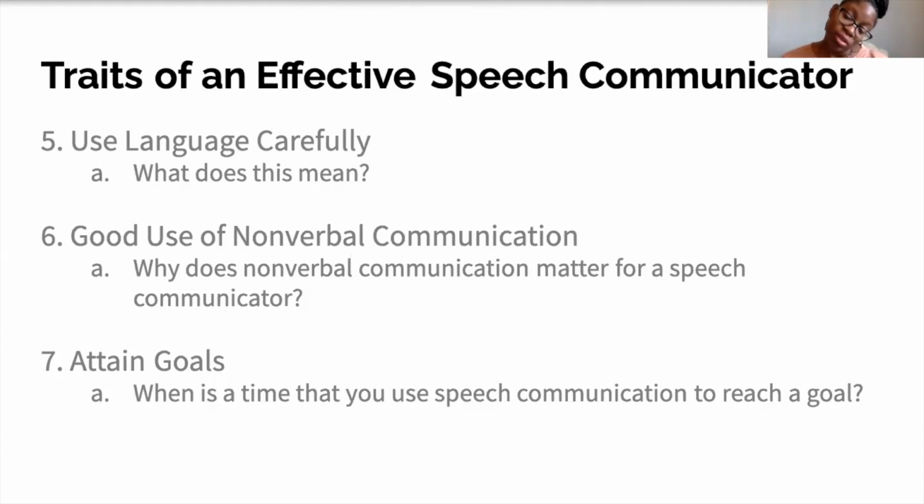Or just talking like this. I don't know. Even grooming counts as part of nonverbal language. And so people also tend to look at your nonverbal communication and pay attention to it and remember it more than sometimes what you say.